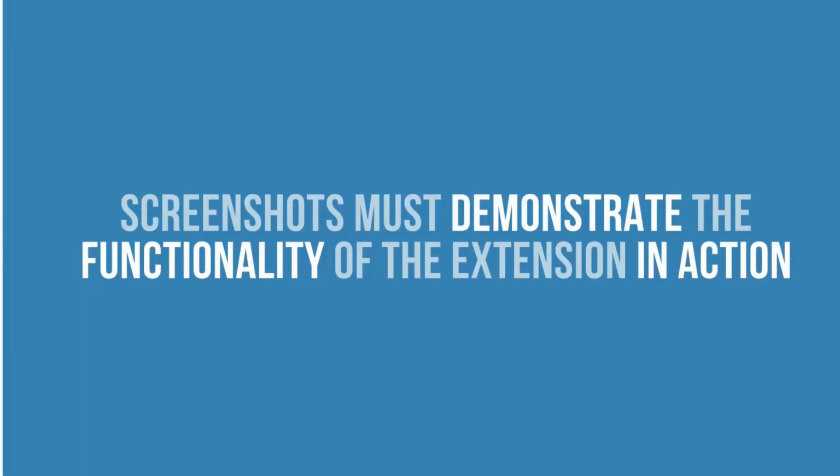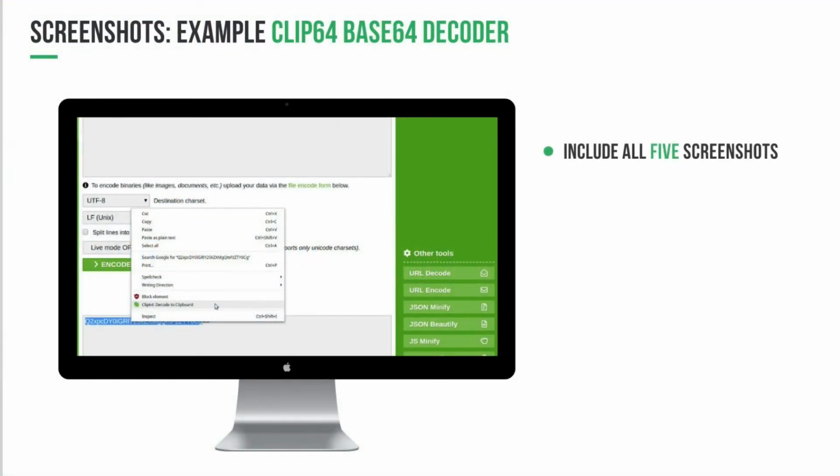So the screenshots must demonstrate the functionality of the extension in action. What does this mean? Let's take as an example Clip 64 over here. As you can see, the functionality is that you right click on a selected text and you choose Clip 64 and it decodes that base 64 into your clipboard directly. So it is showing that.